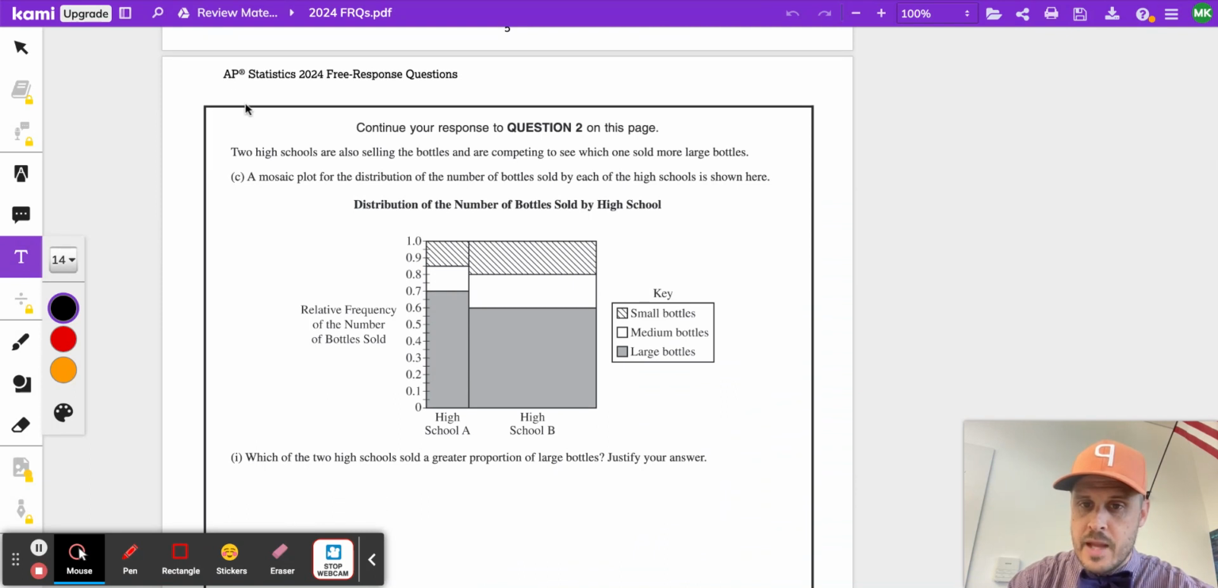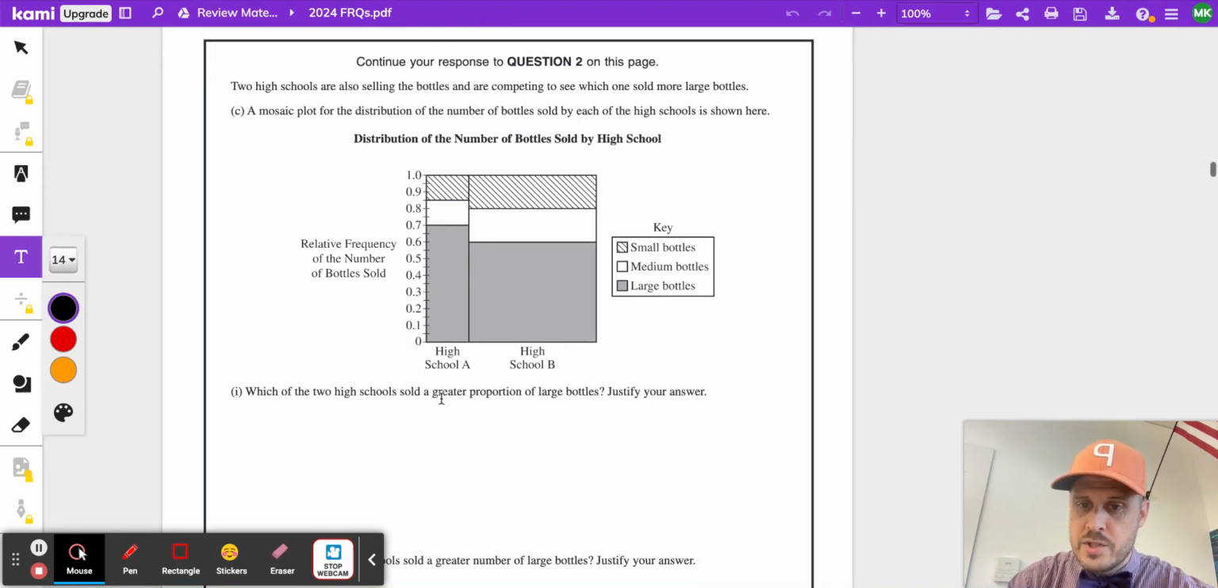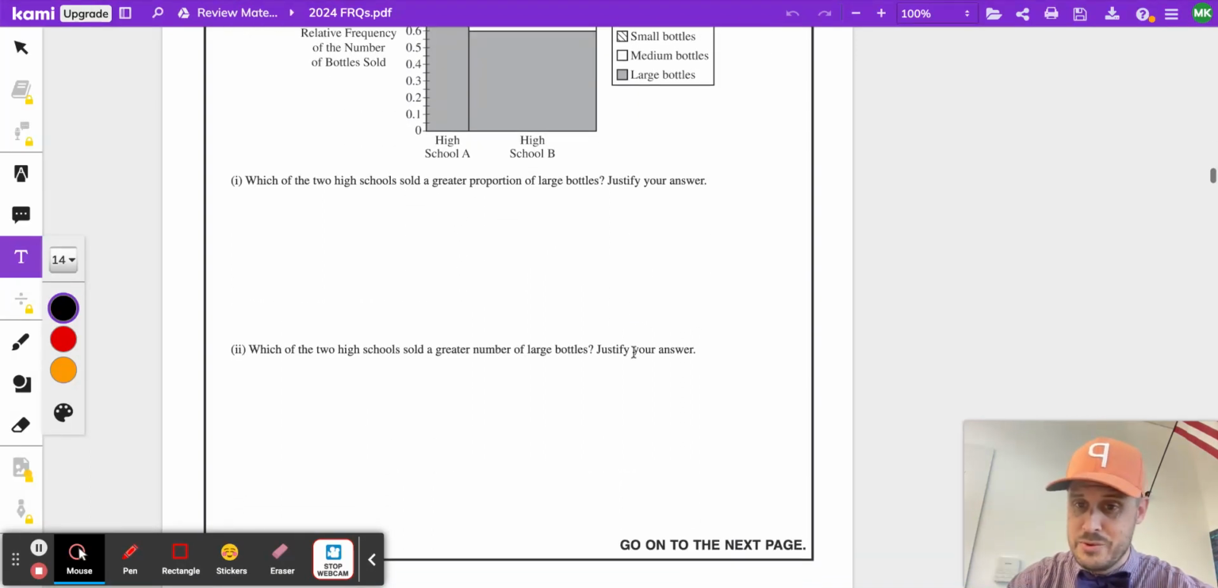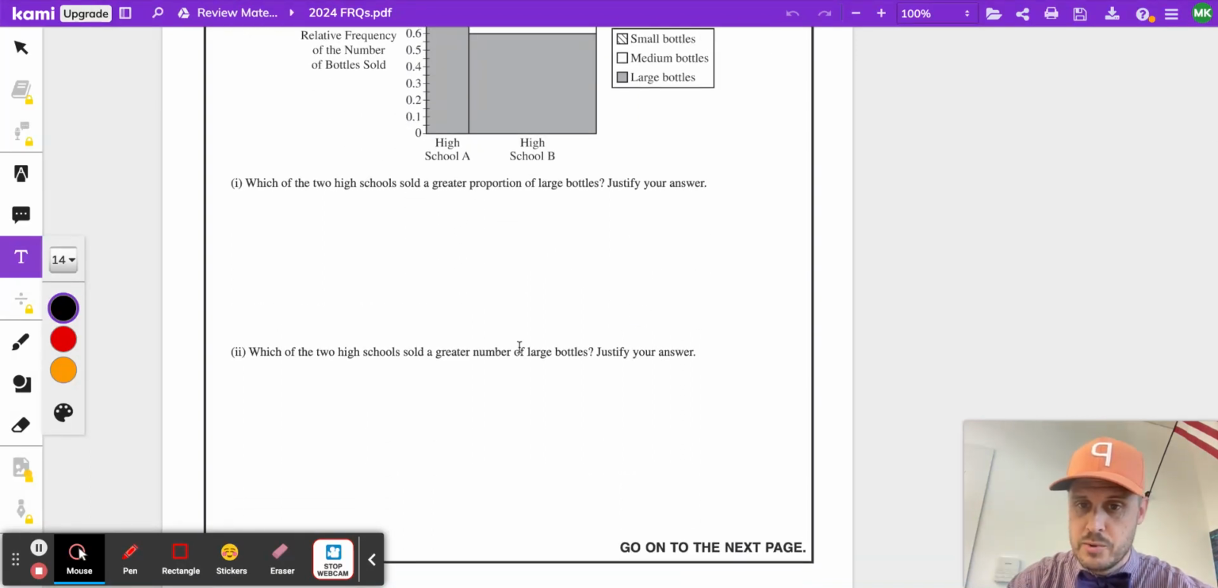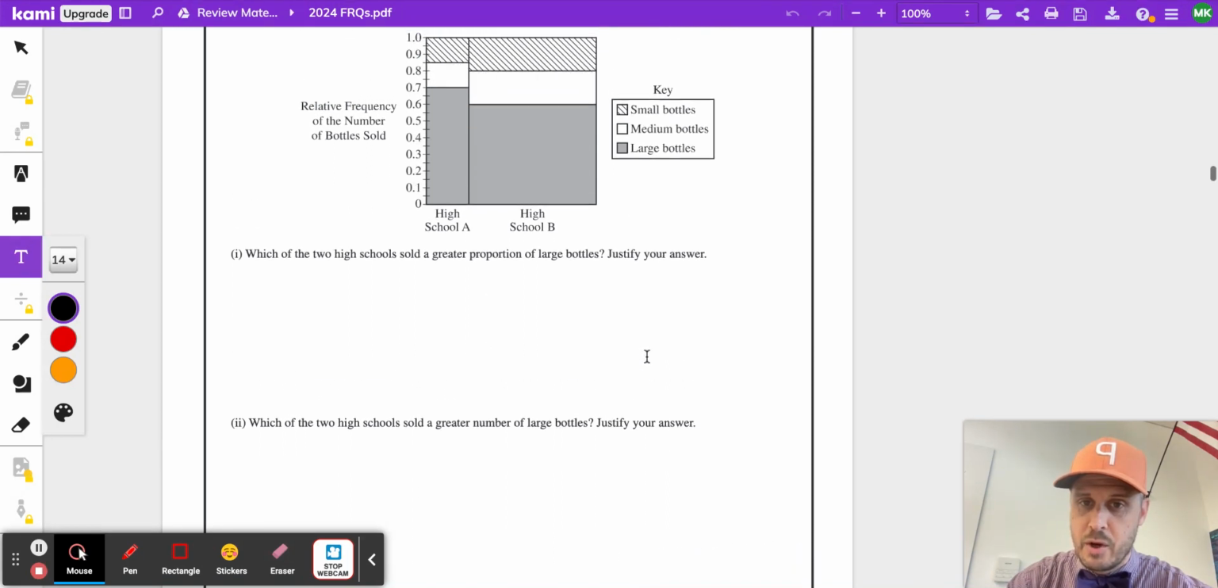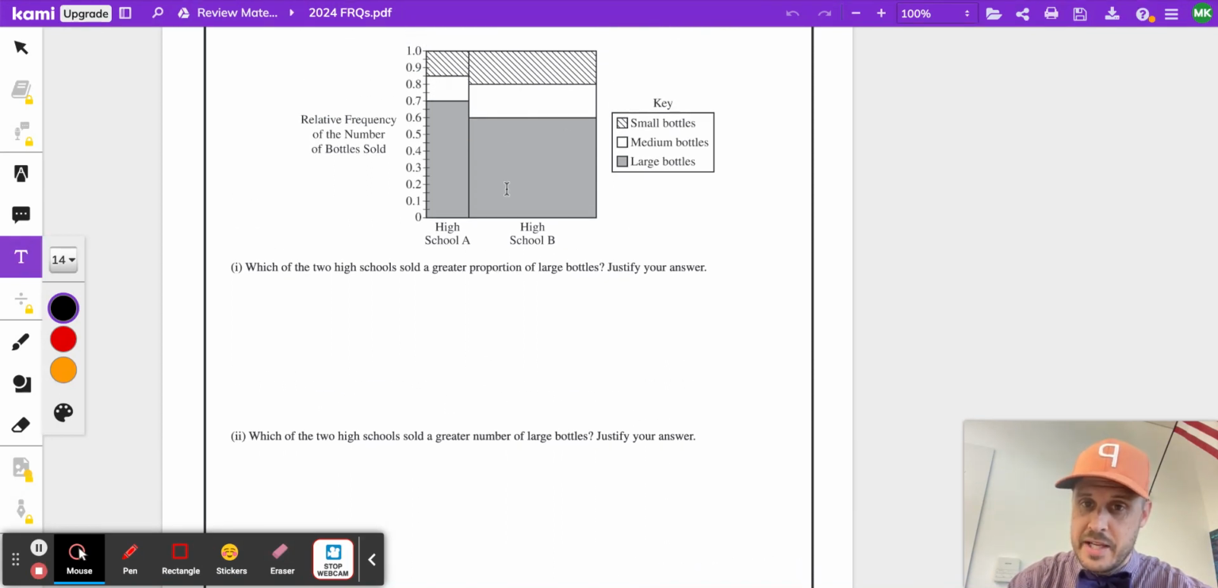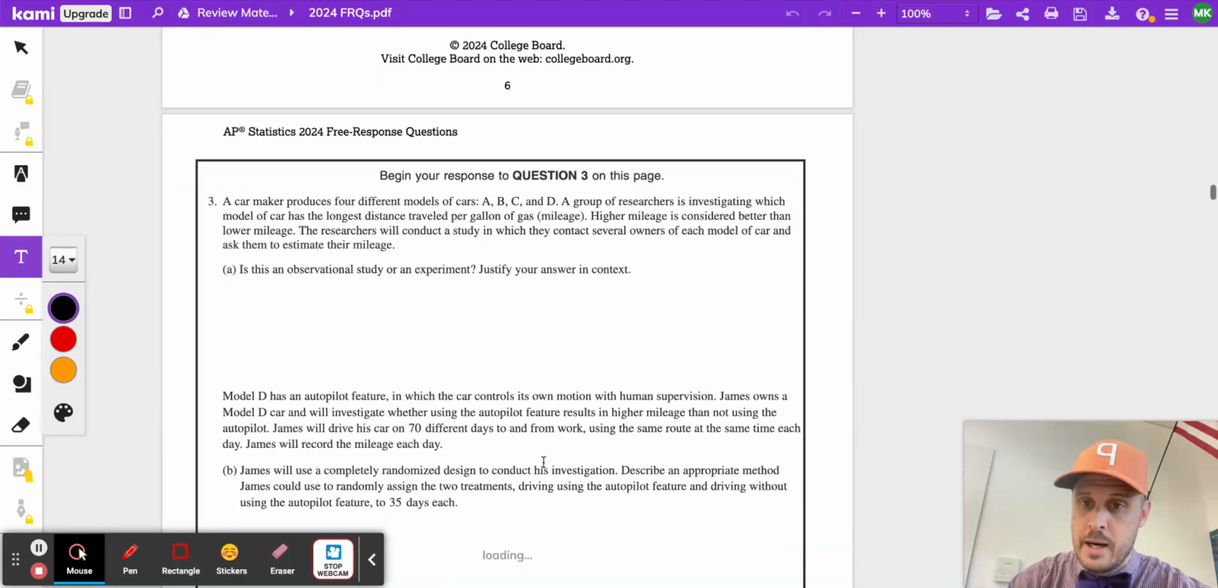And then high schools are also selling bottles. A mosaic plot for the number of bottles sold at 2 different high schools is shown here. Which of the 2 high schools sold a greater proportion of large bottles? So right here, high school A is 70%, high school B is 60%. Hopefully you can read a mosaic plot. That's pretty straightforward. Which of the 2 high schools sold a greater number of large bottles? And that's based on the area here, and high school B has a greater area, and so high school B.